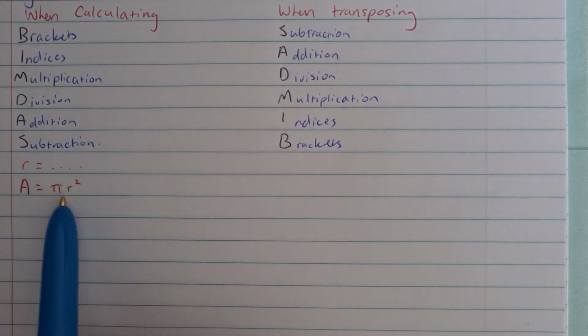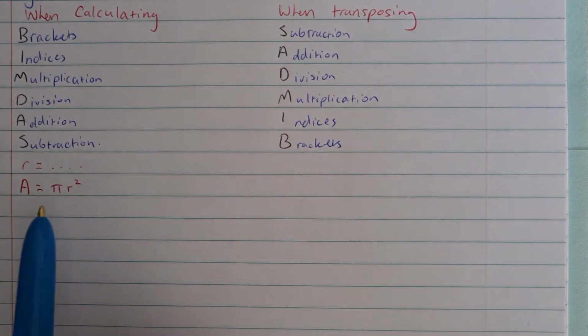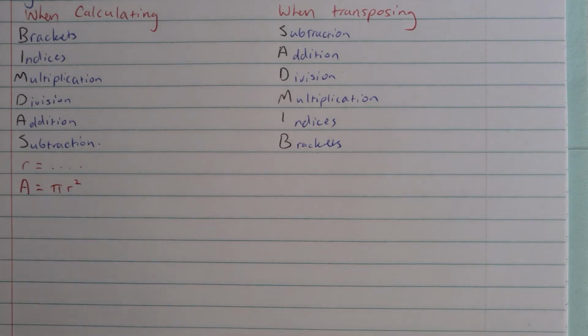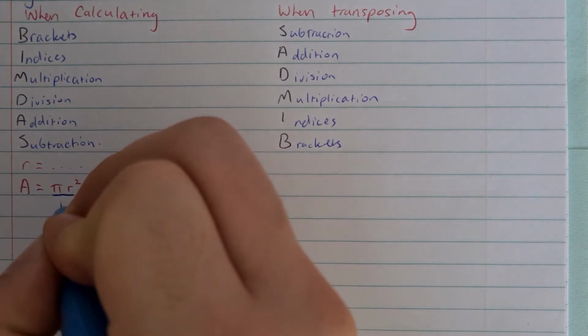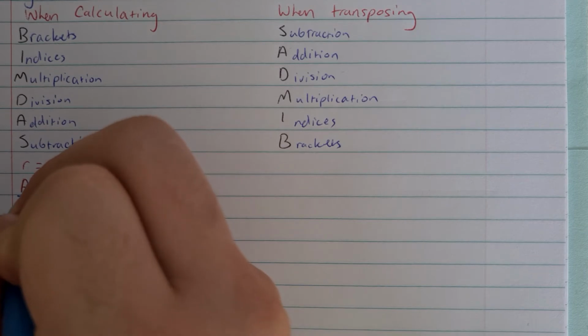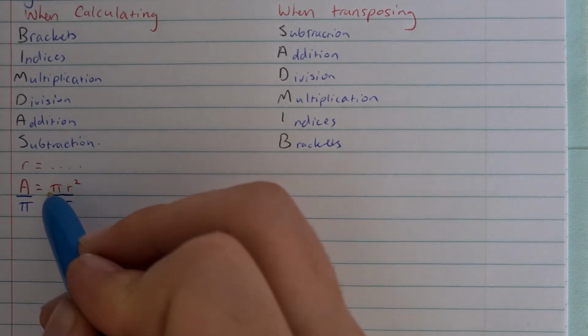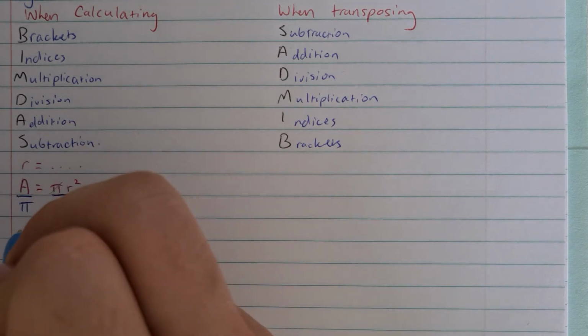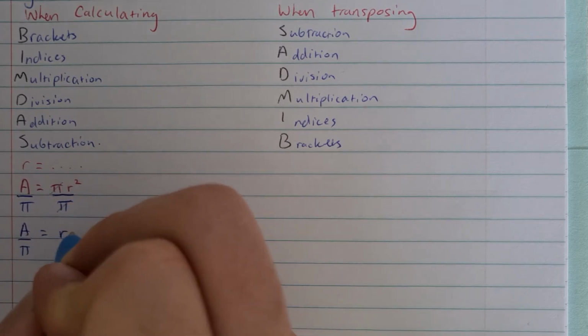Looking at this side of the equation, there's no subtraction or addition, so we don't need to worry about that. There's no division, but there is a multiplication. We have pi multiplied by the term r squared. So we want to sort that multiplication out first. If we divide both sides of the equation by pi, they cancel out on this side, and our equation becomes A over pi is equal to r squared.